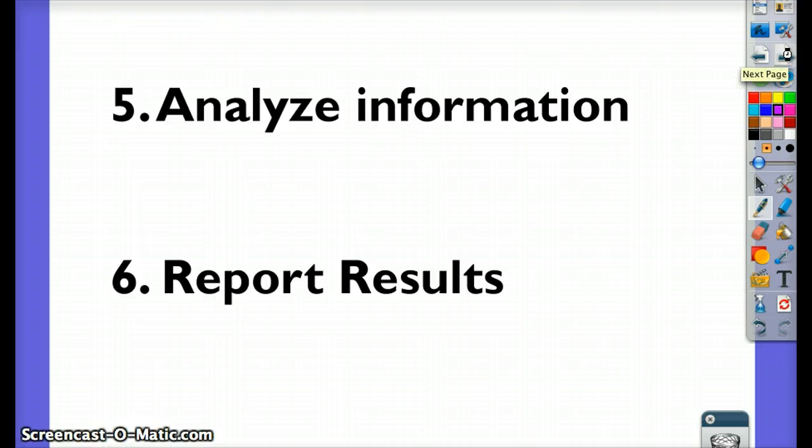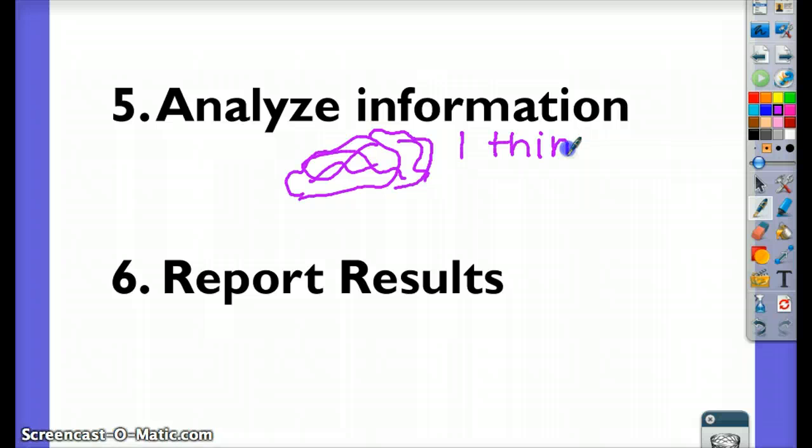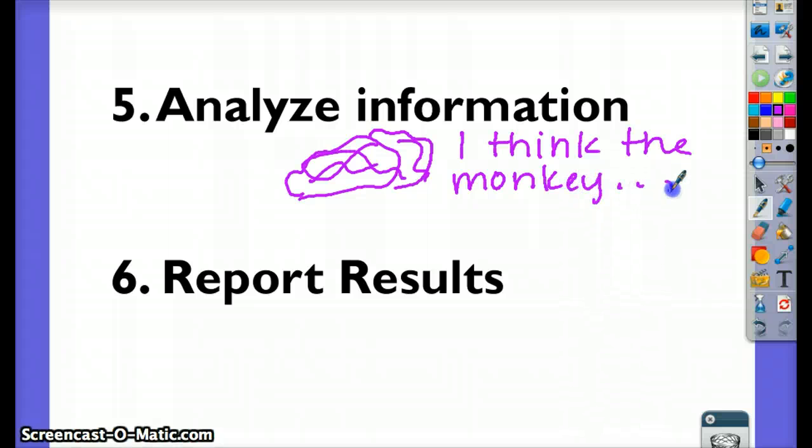The fifth thing you would do is analyze information. When you analyze it, again, I'll try to draw a brain. Maybe this is what a brain looks like, has all the squiggles in it. You are doing this all in your brain. Okay, that is where you are analyzing your information. That means that you're going to think about it. You could also write a statement in your journal of, I think the monkey, and this is where you are thinking it out.